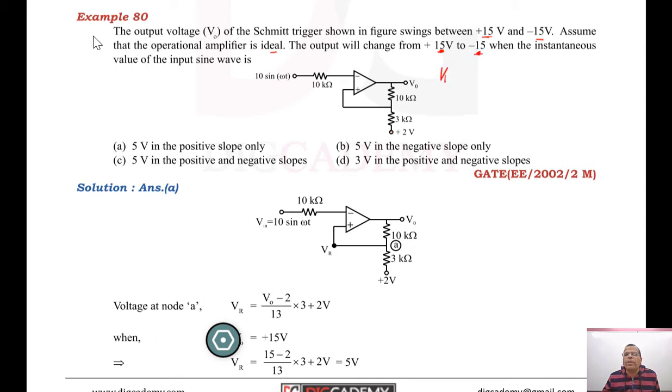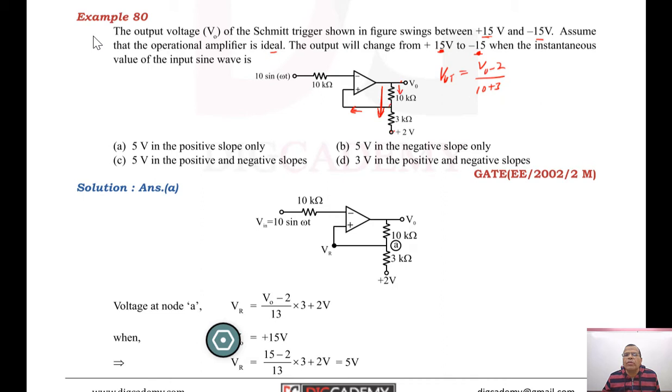So the upper threshold voltage of this circuit can be obtained by finding the current in the circuit. Remember, current in this branch is 0 for an ideal op amp. So this current in the circuit you have to find. So current in this circuit will be what? V0 minus 2 volt divided by 10 plus 3. This voltage minus this voltage divided by resistance is the current in this circuit.